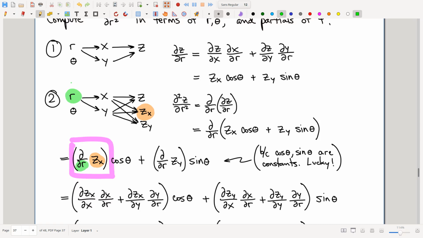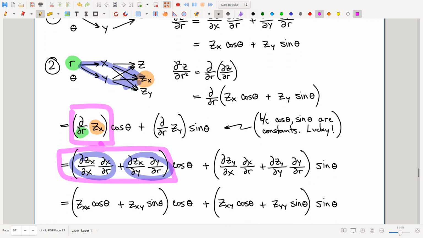What are the intermediate variables? What are the various paths that get you from r to zx on this diagram? Well, there's two paths and therefore two terms in this expression for partial of zx with respect to r. How are we doing so far?